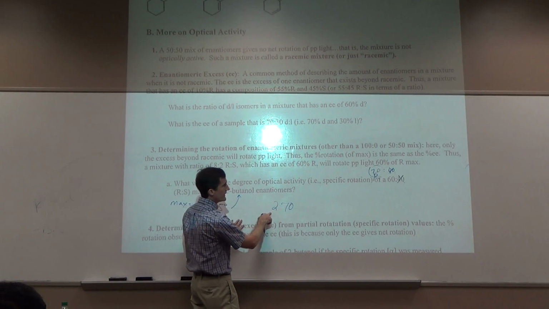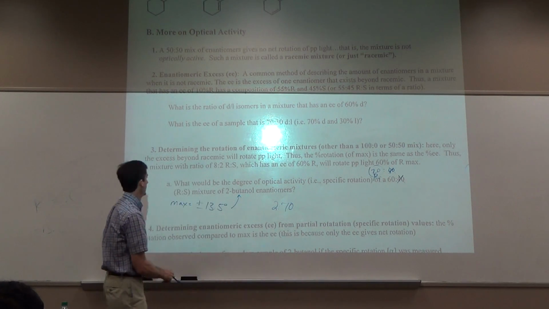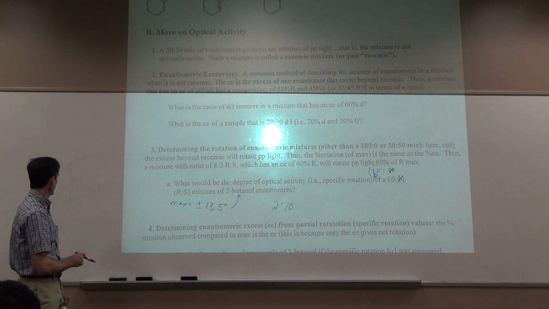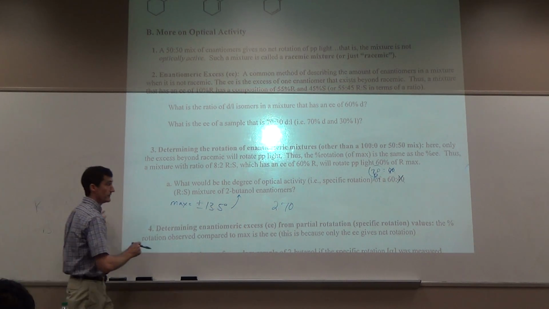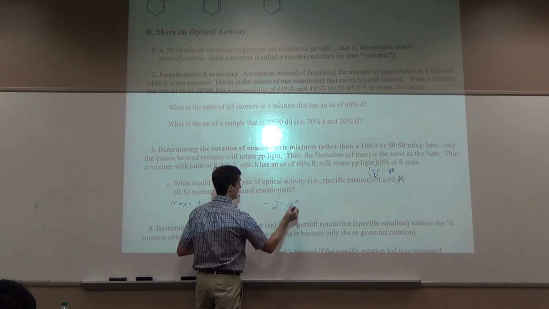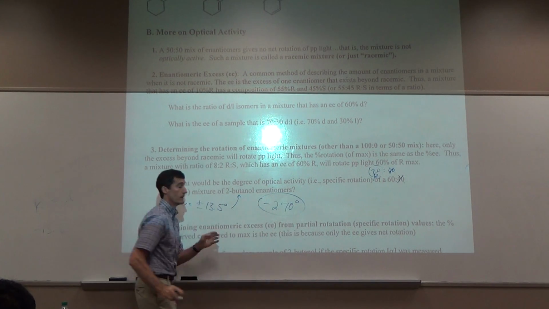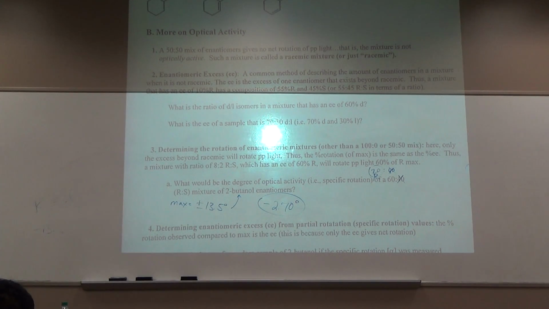Is it going to be positive or negative? R. I can't remember what R was. Oh yeah, R was L, which is negative. A 60-40 mix would give that rotation.